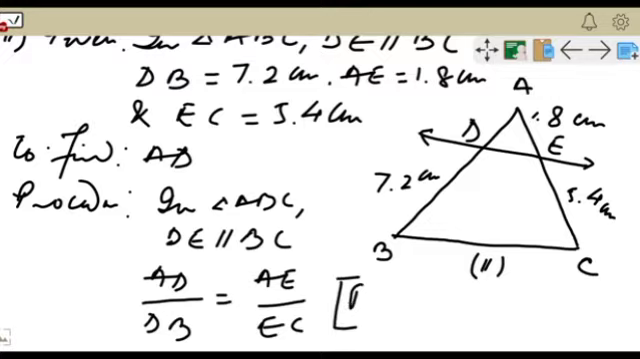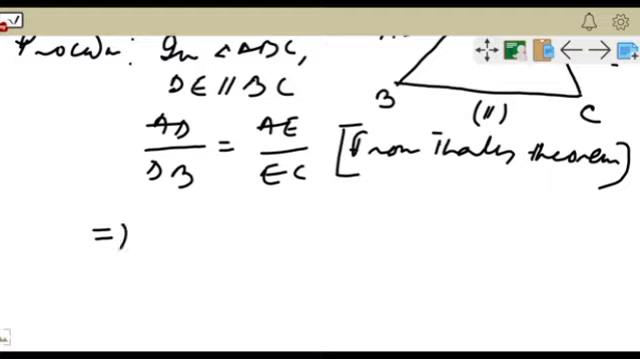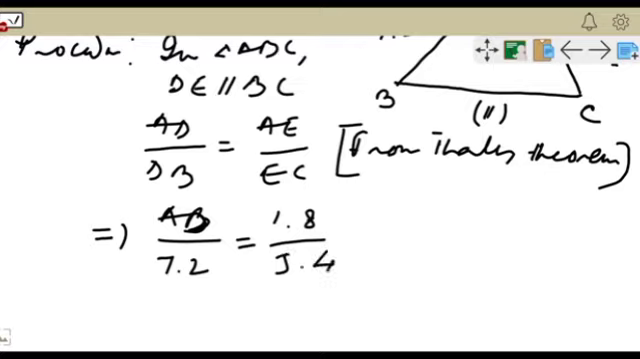So what is the reason behind here? The reason is you can write from Thales theorem. What is the length of AD? We do not know. So I'll just write AD. What about DB? The length of DB is 7.2. And what about AE? This is 1.8. And what about EC? This is 5.4. So I'll write here AD equal to, now 1.8 into 7.2 divided by 5.4.